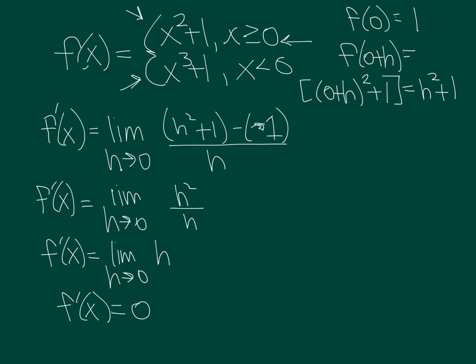Now let's check out the derivative of the other piece. Now the other piece is x cubed plus 1. So now I think I'm going to need some more space, right? But I need to remember the derivative is 0. Actually, I can just add a new page here.